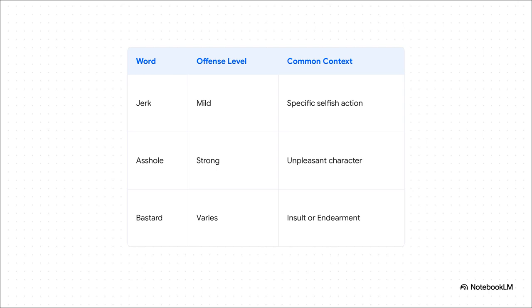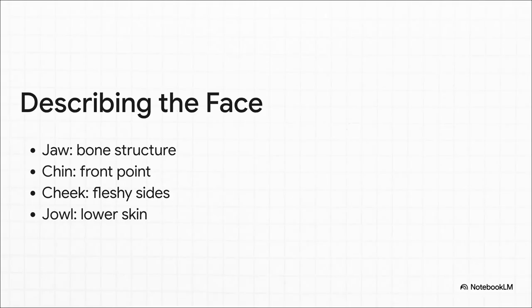And then there's bastard, which is the most complicated of the three. As you can see, its level of offense can change a lot, because depending on your tone and who you're talking to, it can be a really harsh insult, or, weirdly, a term of affection between good friends. Context is everything. This same idea of being specific applies to much less colorful words, too.